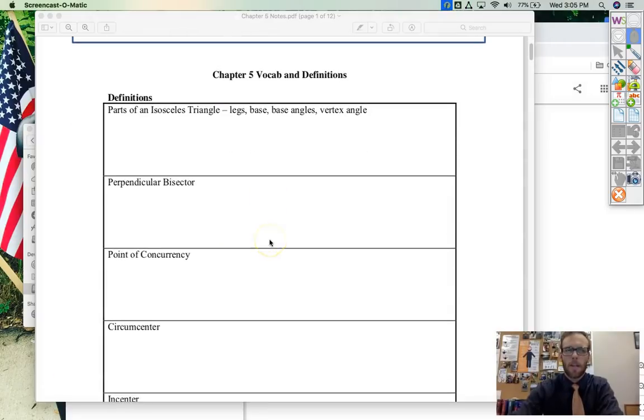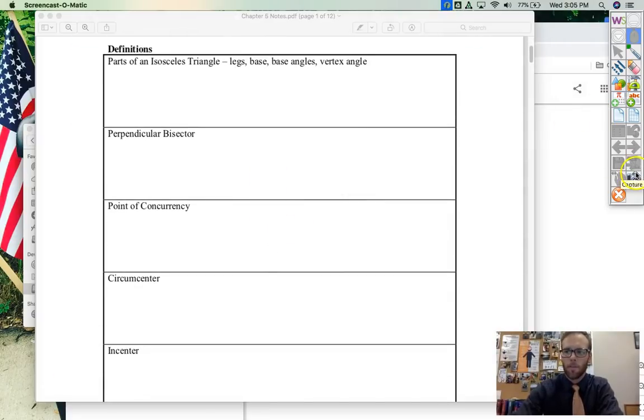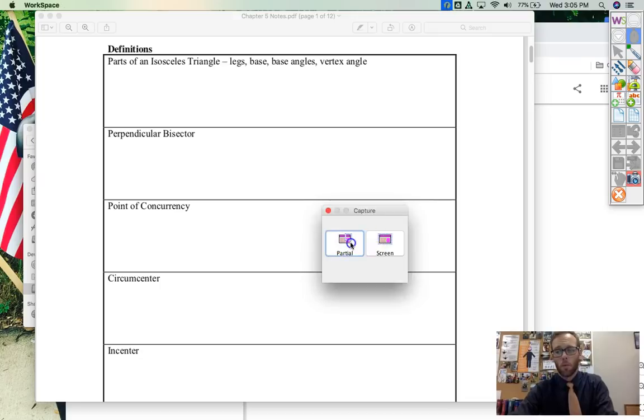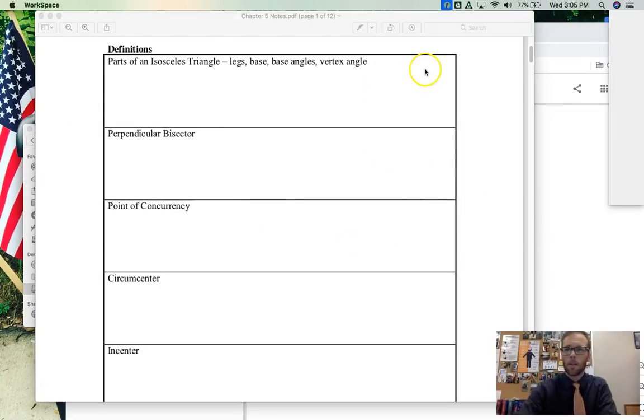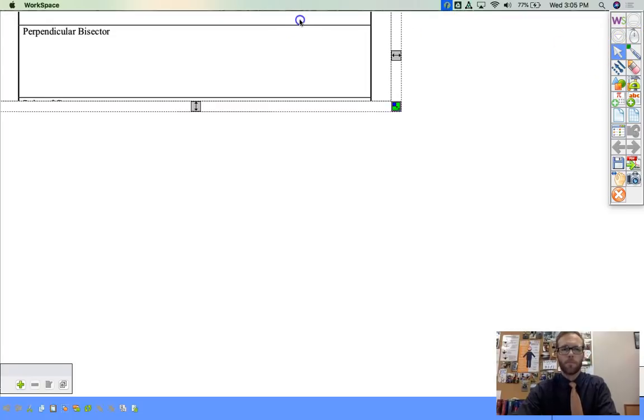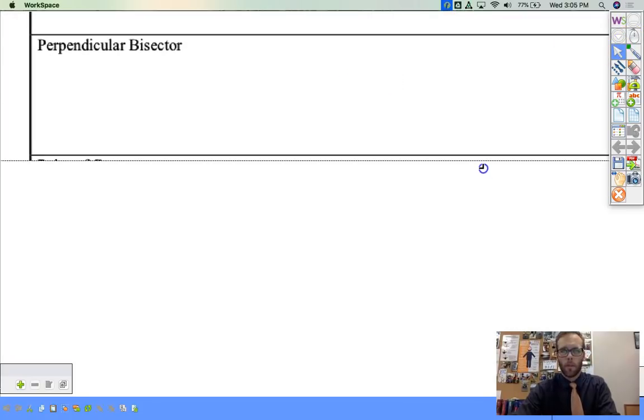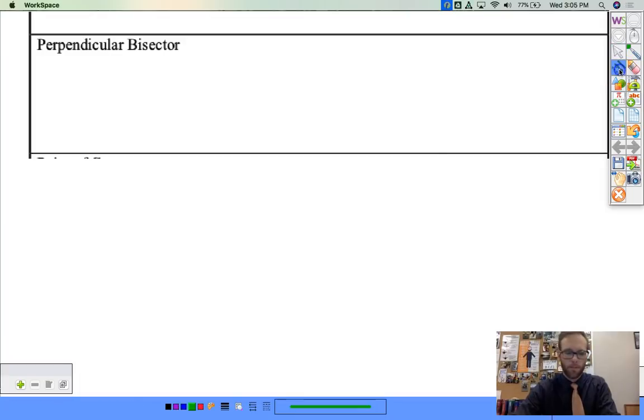We're going to start off today talking about a perpendicular bisector. This is a term that we have used before, but we have not defined. So let me get perpendicular bisector up here. All right, let's start with a picture.